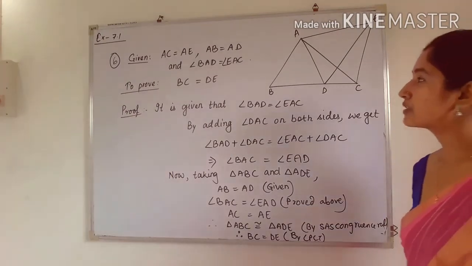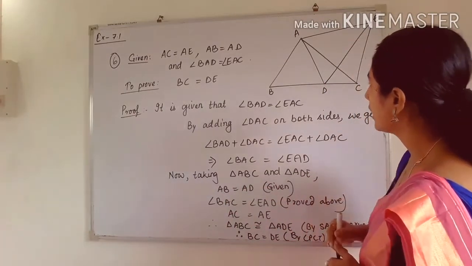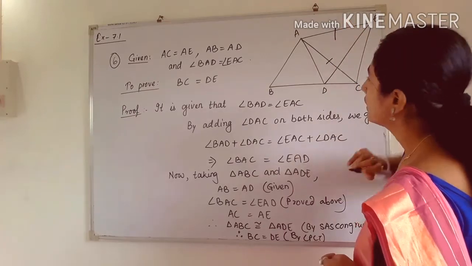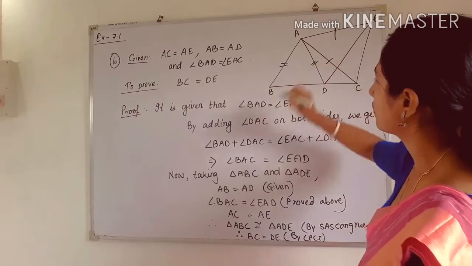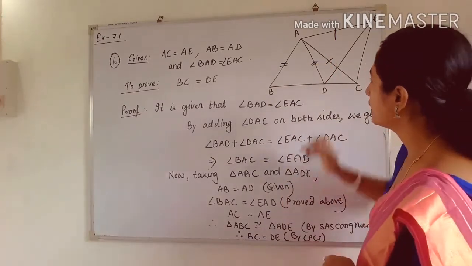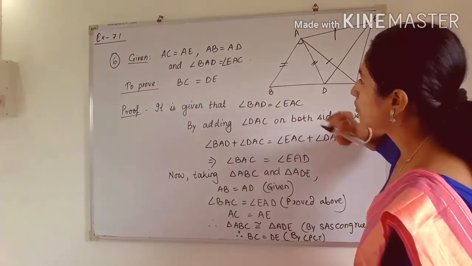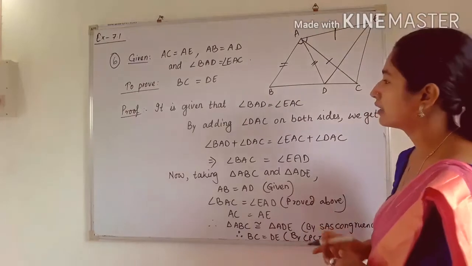See here what is given. In this particular diagram, it is given that AC is equal to AE. So the length of AC is equal to AE. Okay. Then next, AB is equal to AD. So this is AB, this is AD. Next is angle BAD, that means this angle, is equal to angle EAC, that means this angle. So these two angles are equal.